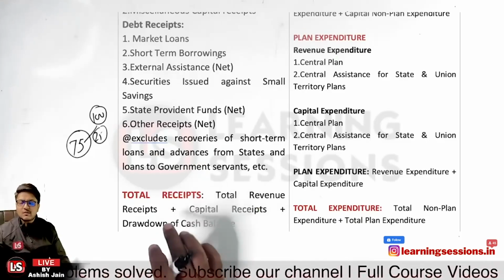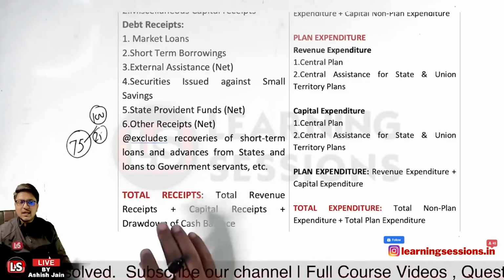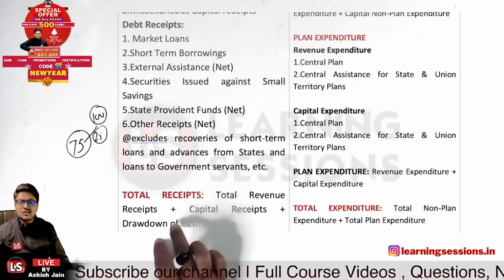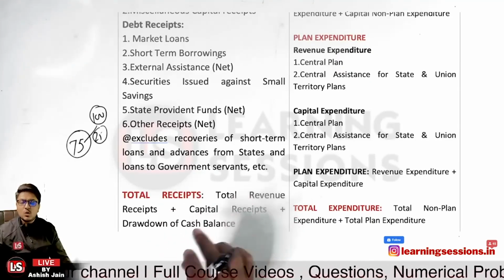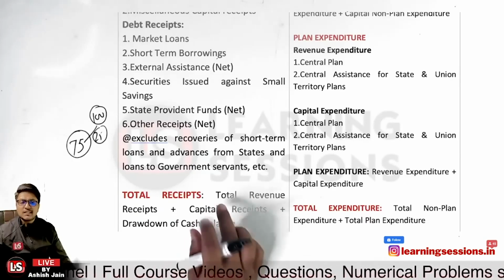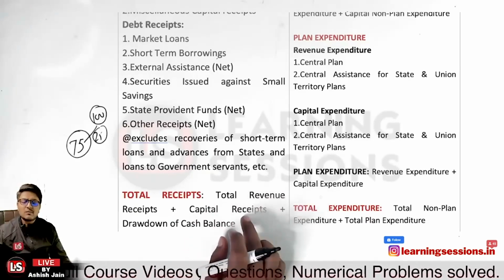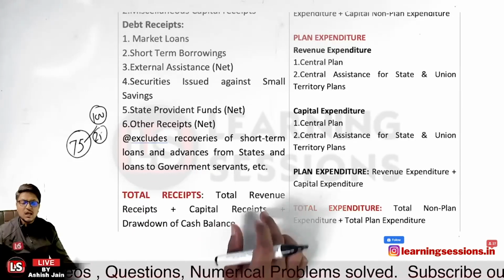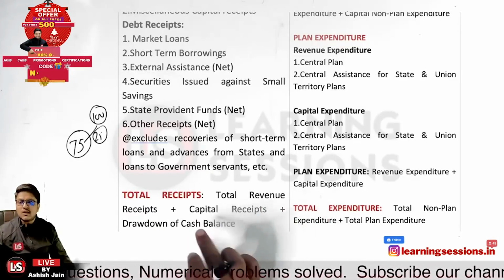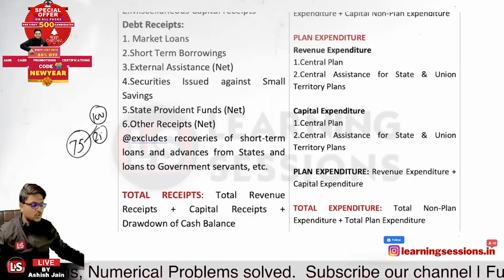So the total receipts will be the sum total of three terms. That is the total revenue receipts, which is the sum total of the net tax revenue plus the total non-tax revenue. And the capital receipts is the sum total of the debt receipts and the non-debt receipts. Okay, plus the drawdown balance. That is equal to the total receipts.